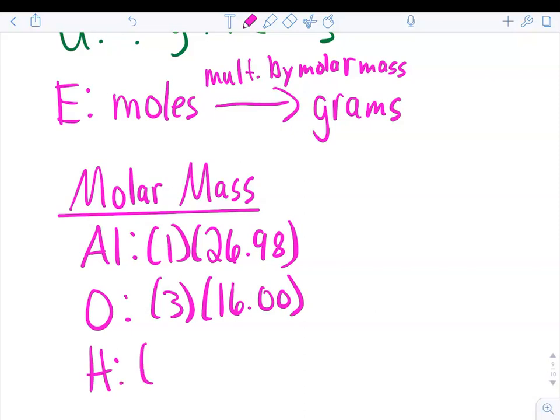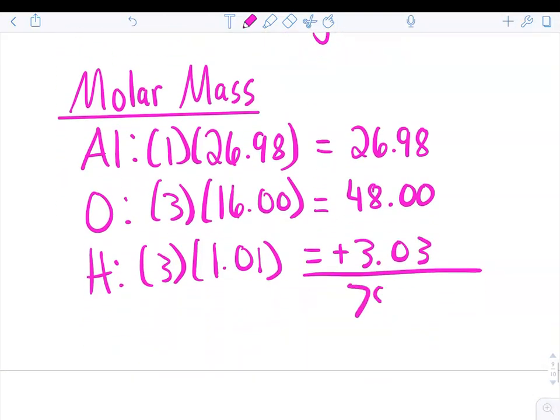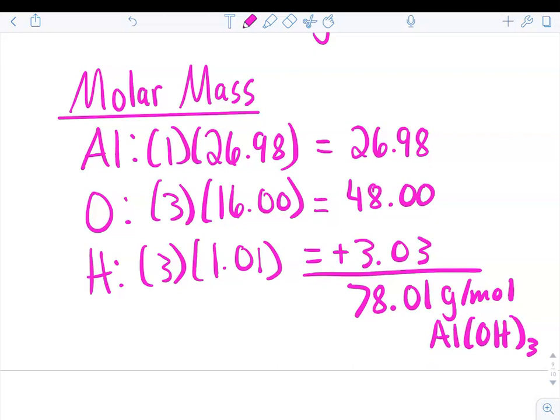And then we have 3 hydrogens. They're 1.01. So 26.98, 48.00, 3.03. We add them all together and we get 78.01 grams per mole of aluminum hydroxide. And remember, this can be written as 78.01 grams equals 1 mole. And that's what we're going to use for our conversion factor.